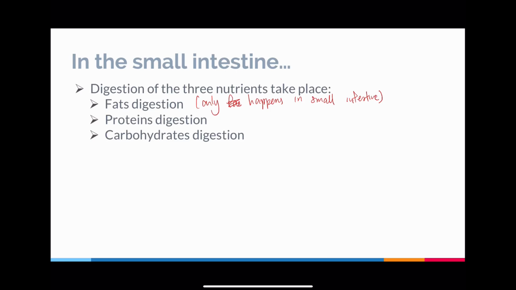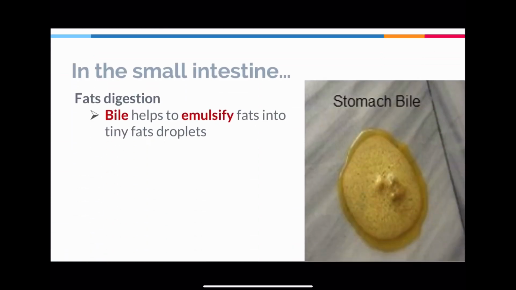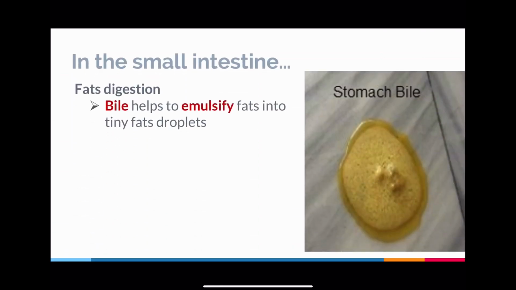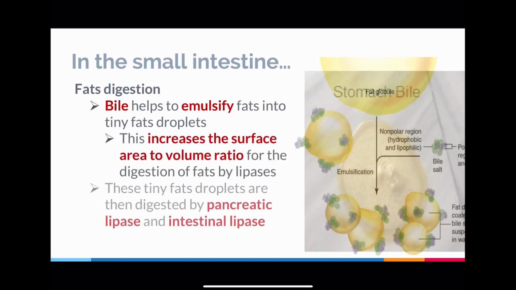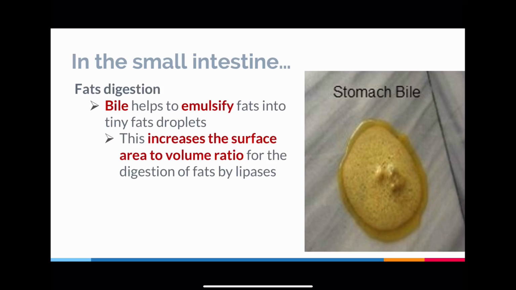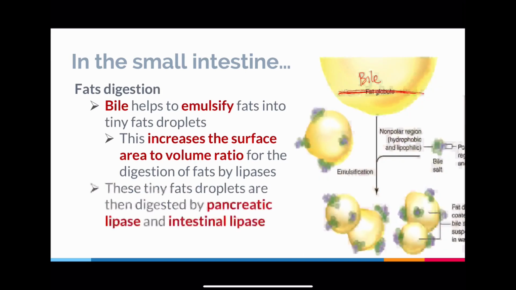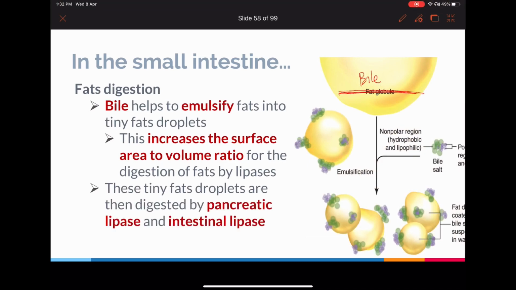Carbohydrate digestion, in the case of starch, happens in the mouth. So what happens is that the bile that was stored and released by the gallbladder helps to do this process called emulsification. The bile helps to emulsify fats into tiny fat droplets. So what exactly does it look like? This is how bile looks like. It's a yellow liquid and it has a very, very strong smell. So what it does is, if there are fat molecules, for instance the one that you see over here.